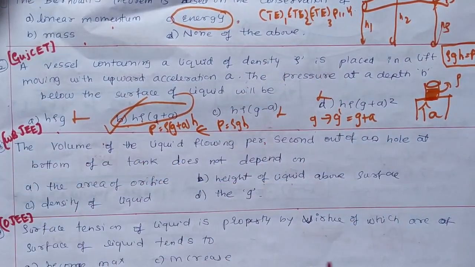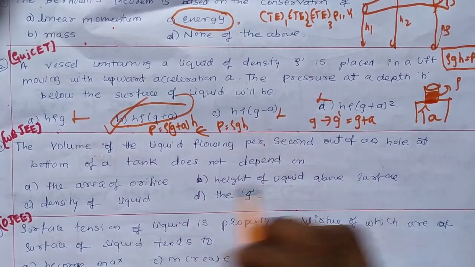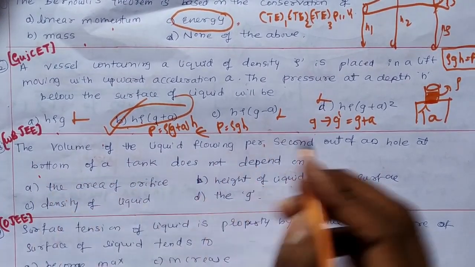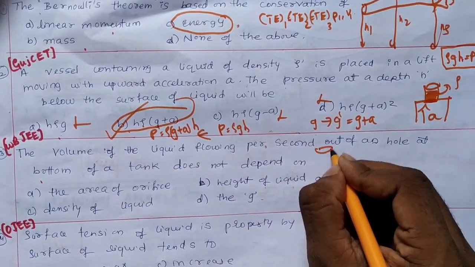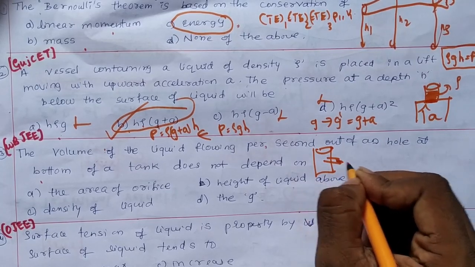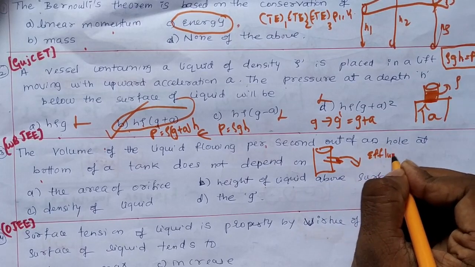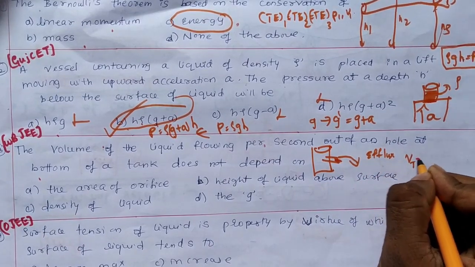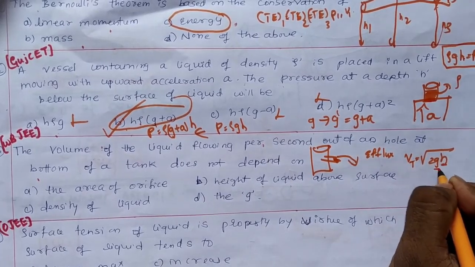Next, West Bengal JEE exam. The volume of the liquid flowing per second out of the hole at the bottom of a tank does not depend upon... see, we have a long tank like this, with a pipe or orifice like this, and water is flowing. We call it efflux, isn't it? The efflux velocity formula is given by root of 2gh. h is height, g is acceleration.